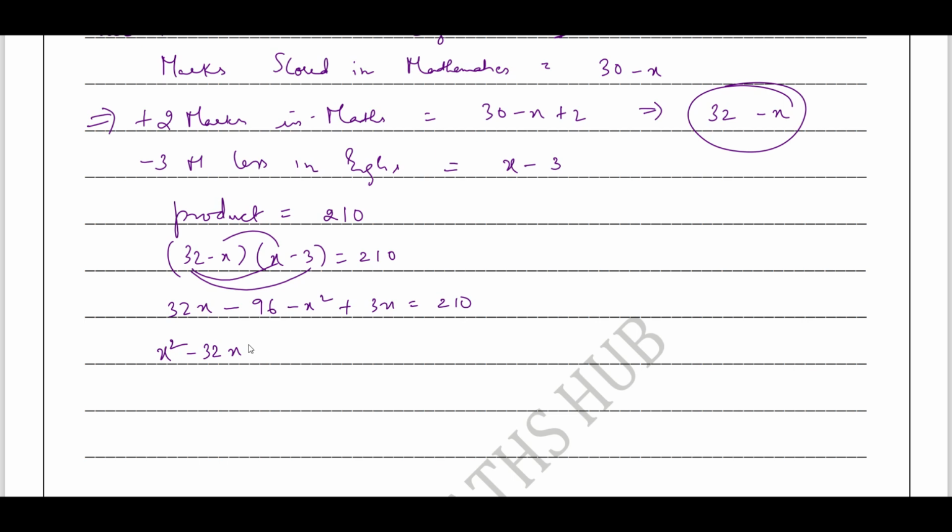32x minus 3x plus 210 plus 96 equals 0. Now x square minus 35x plus 306 equals 0. That is 210 plus 96 is 306. 32 plus 3 is 35, so minus 35x is the required quadratic equation.